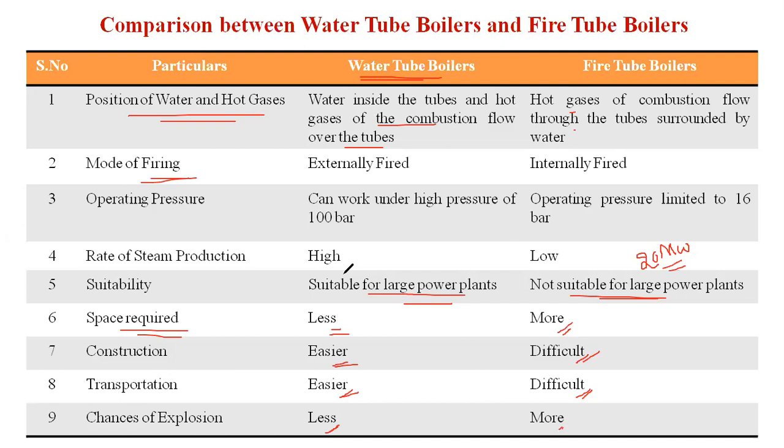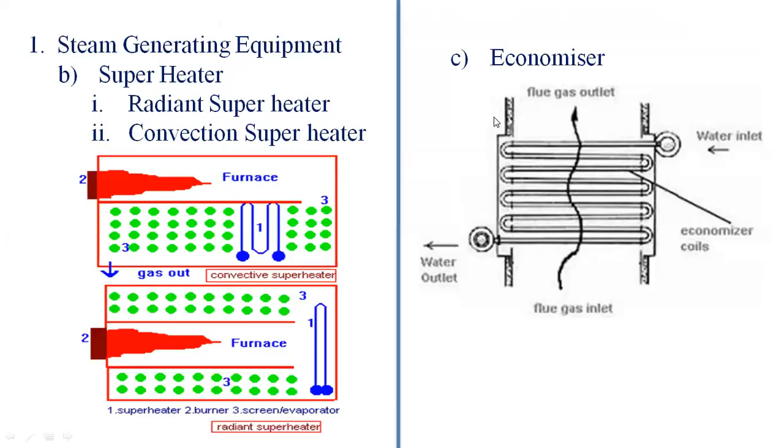And next, the steam generating equipment. The first one is the boiler. The second one is the superheater.